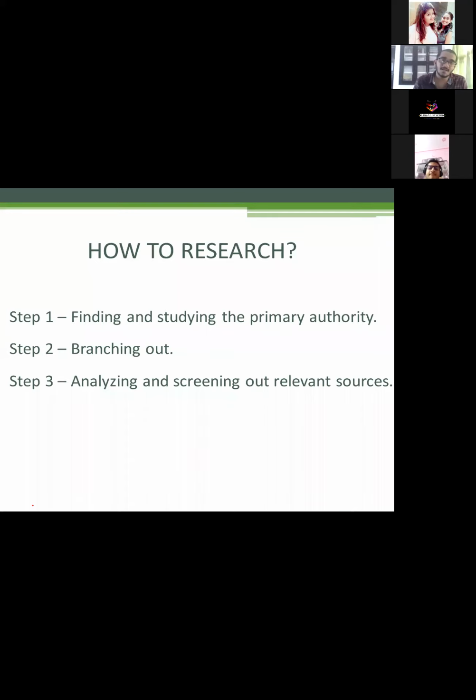And once you read and study that part, you'll realize that there are lots of other sources that are cited in that book itself. There will be many cases, many articles and many academic matters dealt with in that part. So that is the next step, that is branching out. By studying the primary authority, you will get an idea of what all sources you can get the research from.